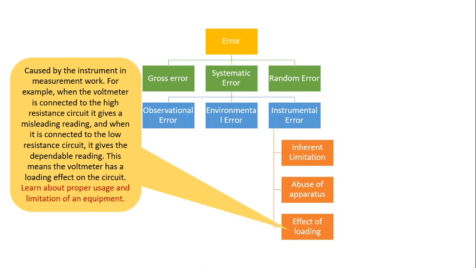For example, when the voltmeter is connected to the high resistance circuit, it gives a misleading reading. On the other hand, when it is connected to the low resistance circuit, it gives the dependable reading. This means that the voltmeter has a loading effect on the circuit. So learn to use your equipment properly and also learn about the limitation of certain equipments. That will help you avoid this kind of systematic error.